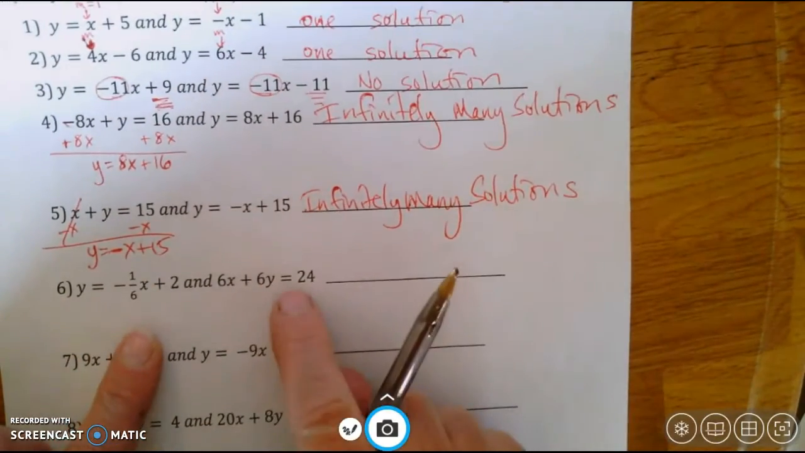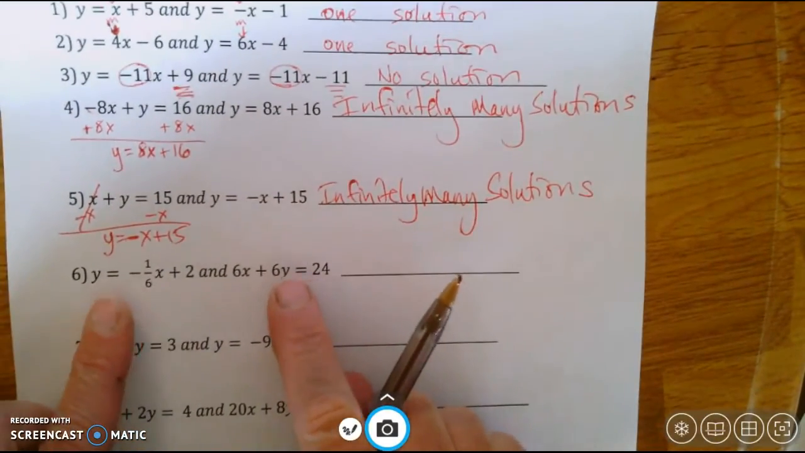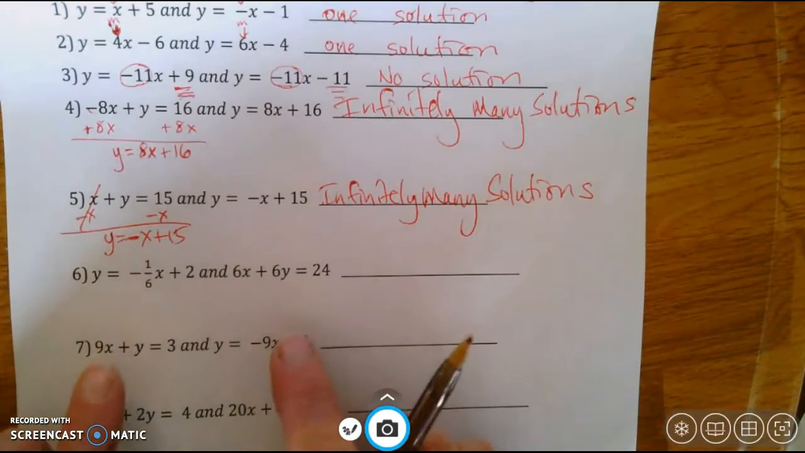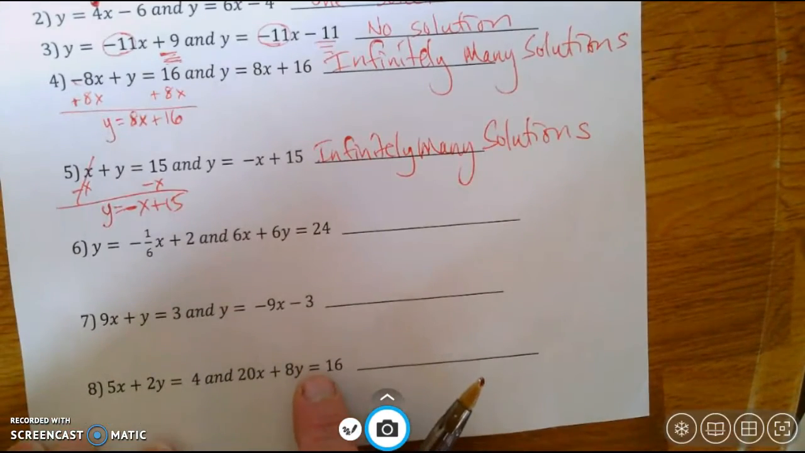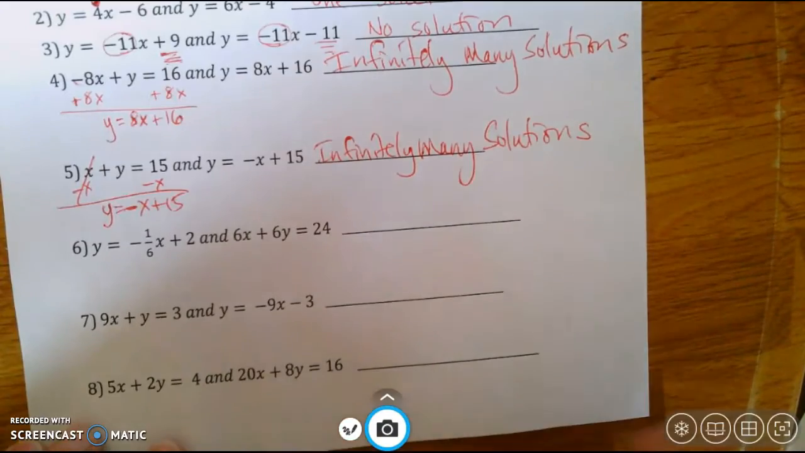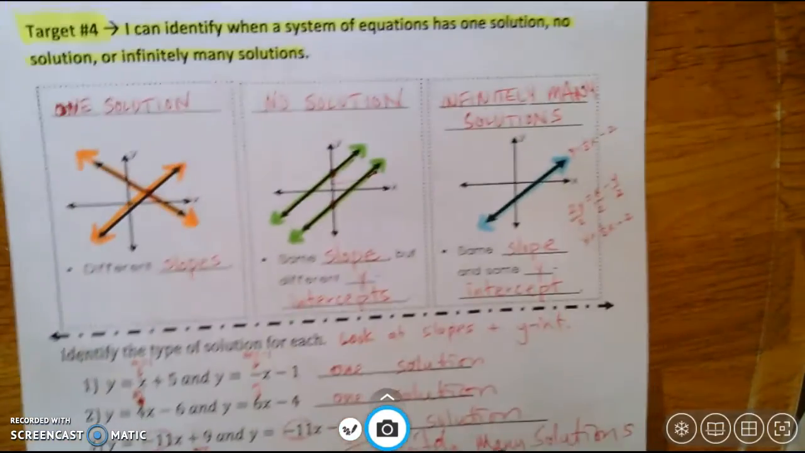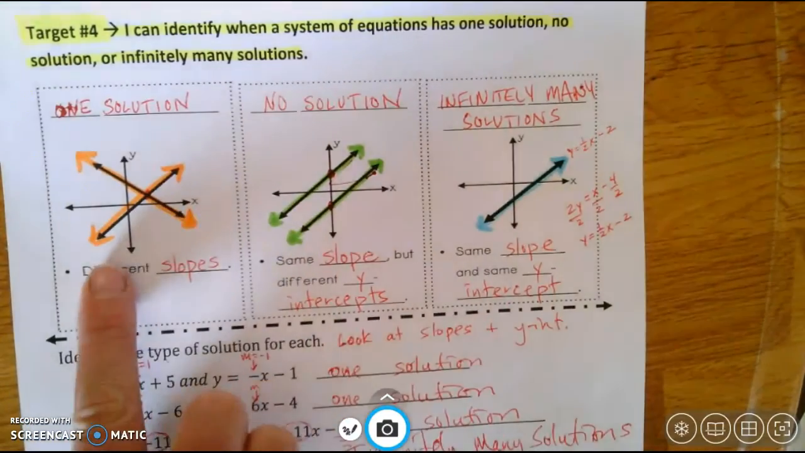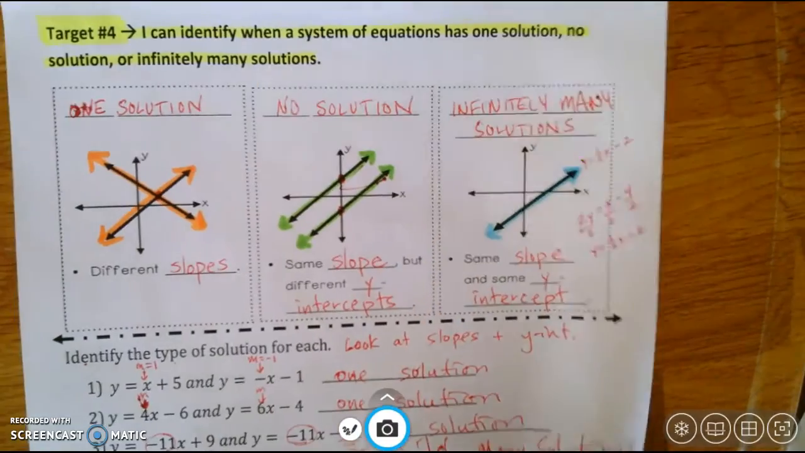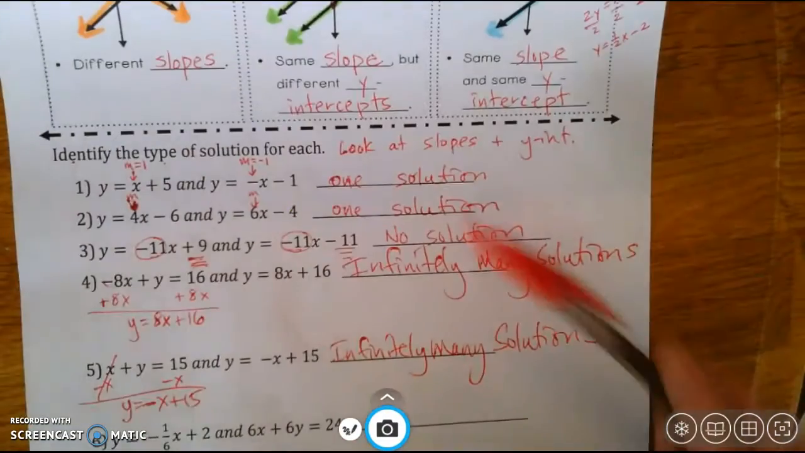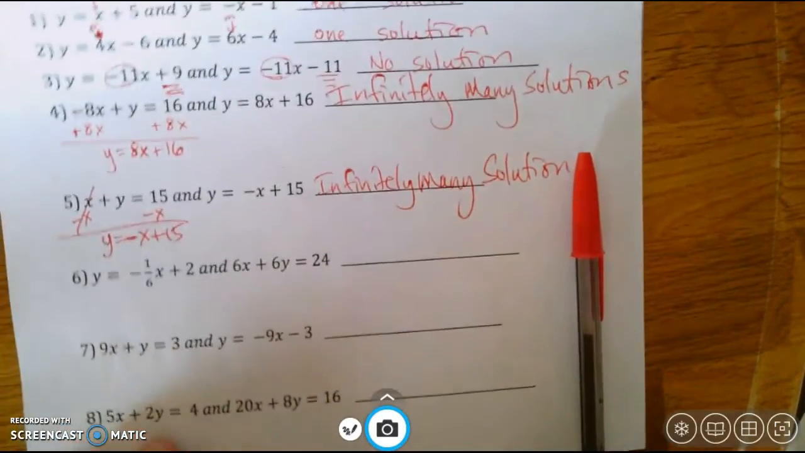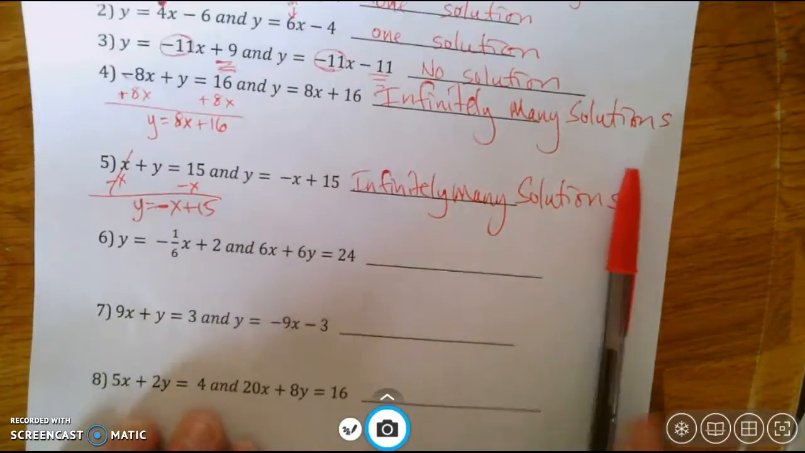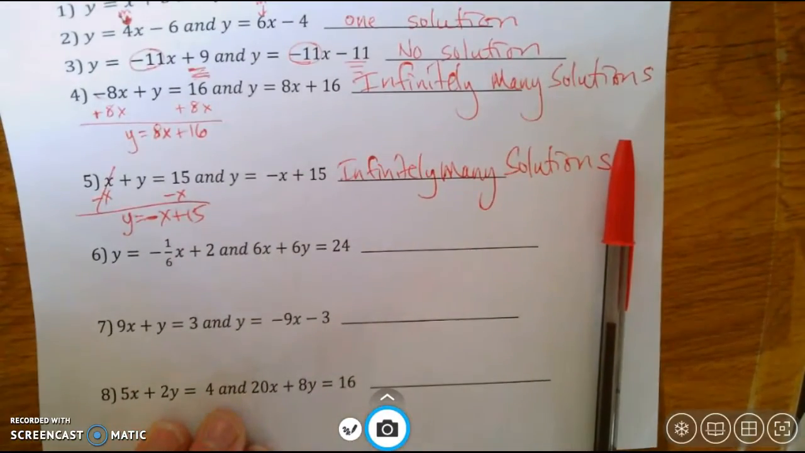Now, why don't you go ahead and hit pause. You should try question 6, question 7, question 8. There's definitely some solving to do on each one. And I would like you to see if you can fit it into the correct category that we talked about on these different types of solutions. When you're done trying those last 3 for yourself, go ahead and click play, and then you can check your answers.